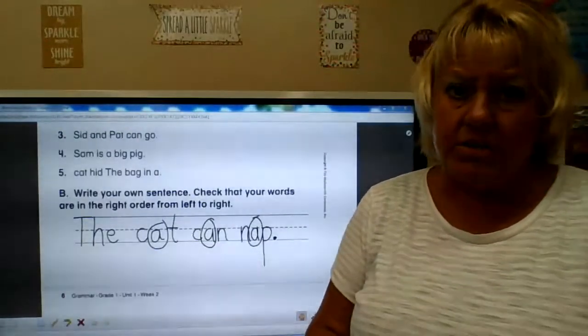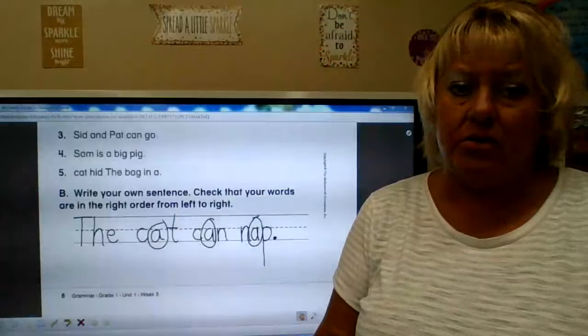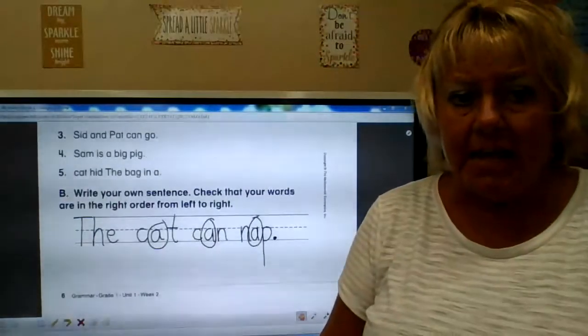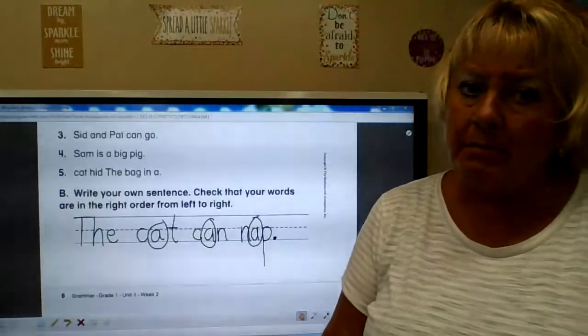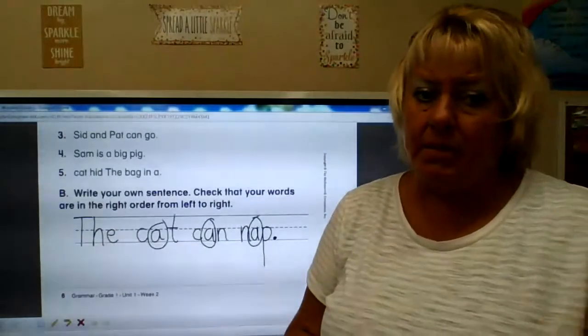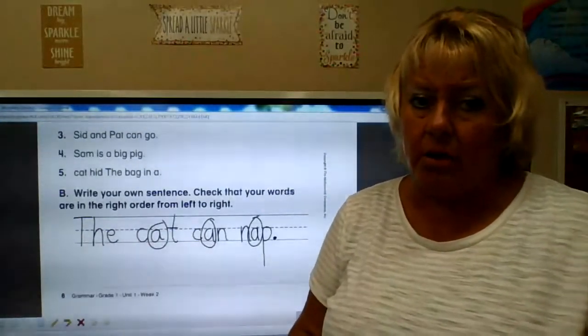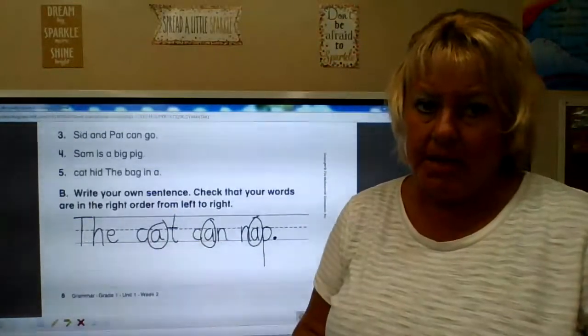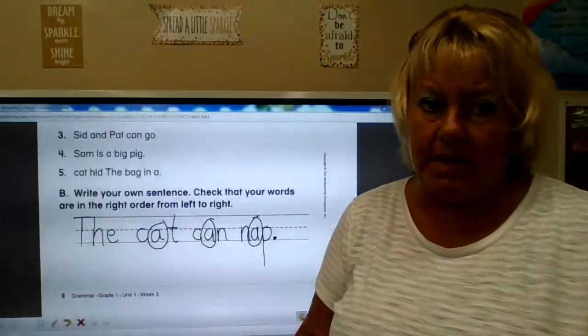Okay, read your sentence to your parents and have them see if it makes sense. Or you can send it to your teacher and each teacher will see if your sentence makes sense. Okay, remember, capital letter, has to make sense, has to end with a period or exclamation mark or a question mark for it to be a complete thought or a complete sentence.